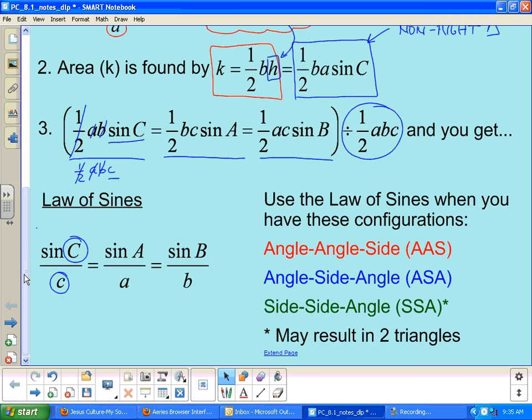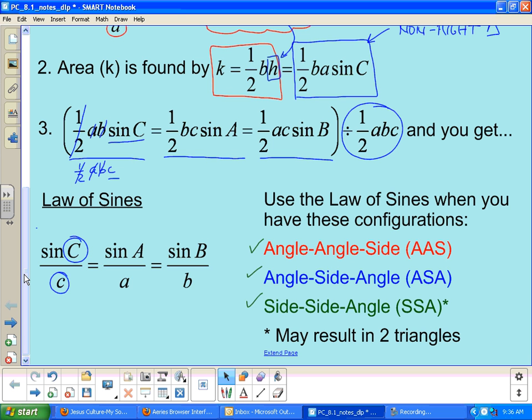So there are three different setups that we're going to look at for law of sines. Angle, angle, side. We'll take a look at how that triangle looks. Angle, side, angle. We'll look at that one as well. And then this is the guy that's a little tricky. It's called the ambiguous case. Side, side, angle. That's the only one where you could possibly have more than one triangle that results. So angle, angle, side; angle, side, angle; and side, side, angle are the configurations I need to use the law of sines.